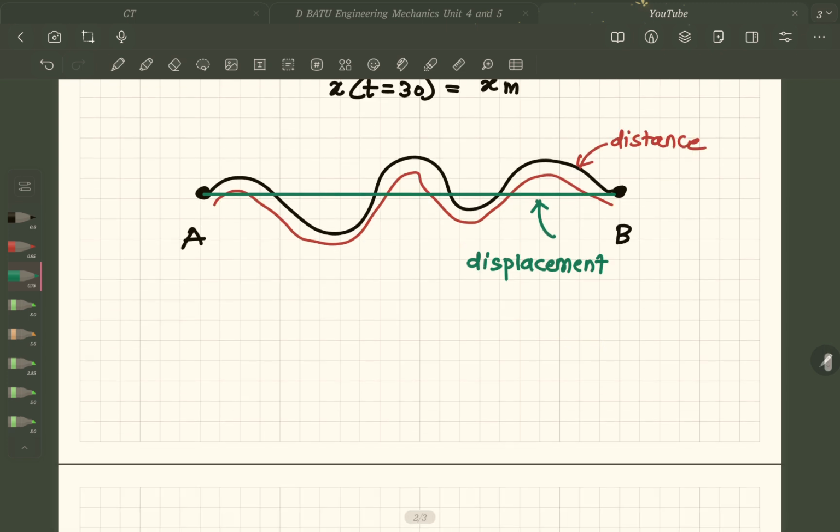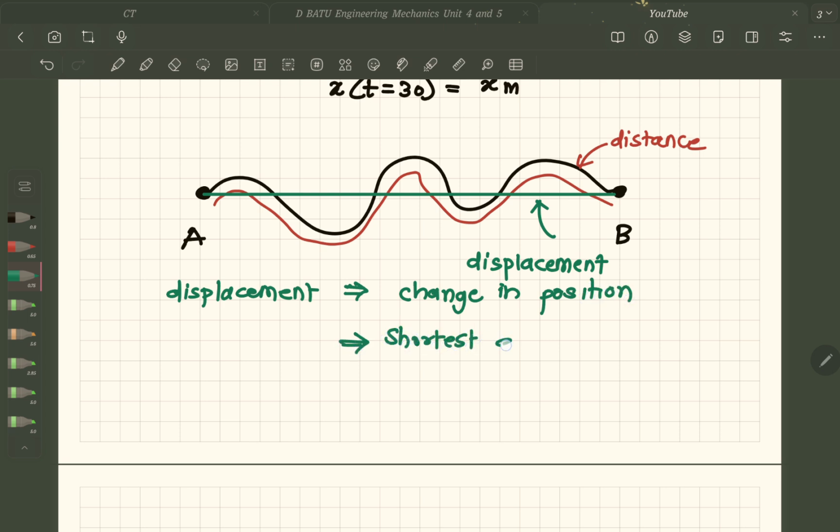Displacement is generally defined as the change in position, or the shortest distance between two points. Generally, a straight line is the shortest distance between any two points. So the straight line between A and B, which is the change in position, is the displacement.